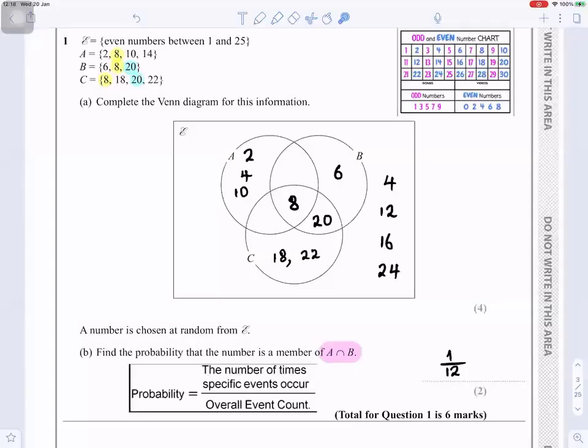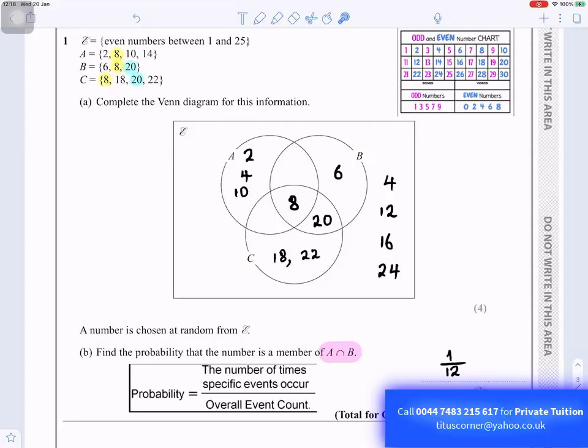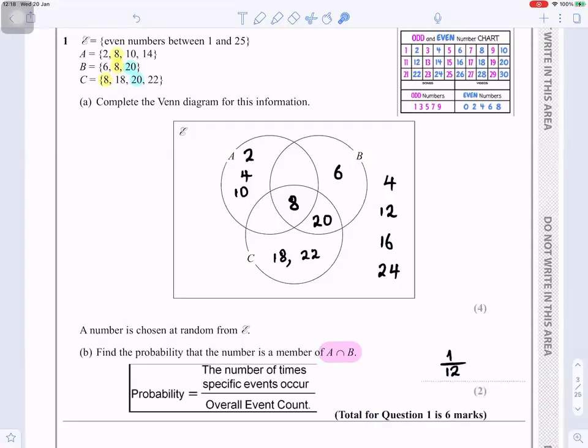Question number 1. Even numbers between 1 and 25. A is the set 2, 8, 10, 14. B is 6, 8, 20. And C is 8, 18, 20, 22. Complete the Venn diagram for this information.